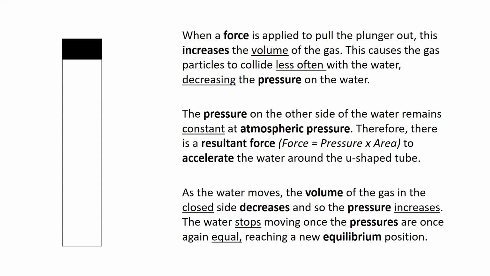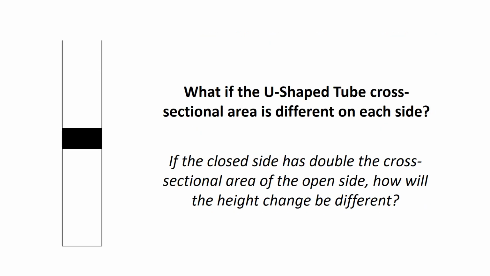Okay, so far we've just seen the case where the area is consistent throughout the U-shaped tube. So we've essentially seen that pressure difference and force difference end up being the same because the area is the same. So what would happen if we had a U-shaped tube where the cross-sectional area is different on each side? Say, for example, the closed side has double the cross-sectional area of the open side. How does that change the experiment?